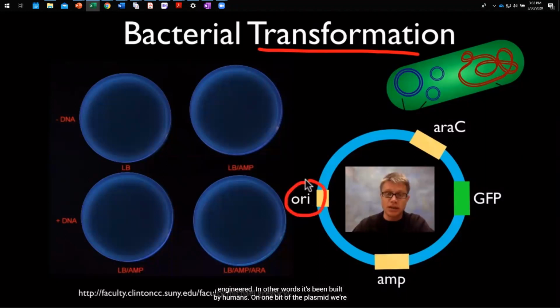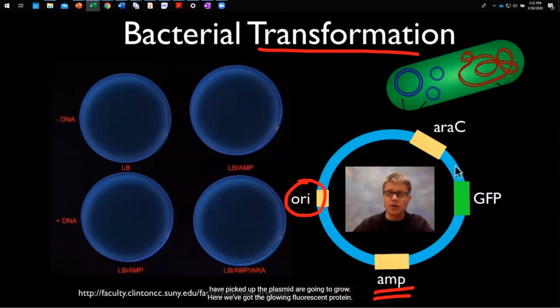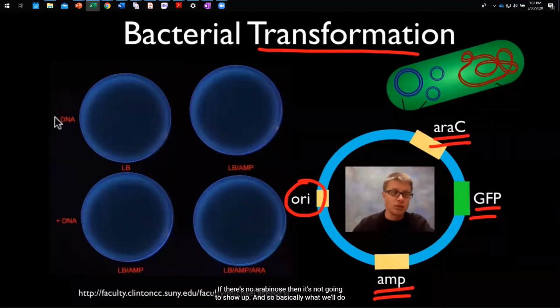On one bit of the plasmid, we're going to have the origin of replication. That's where it's copied. These ones are also going to have ampicillin resistance. So when we grow them on ampicillin, only the ones that have picked up the plasmid are going to grow. Here we've got the glowing fluorescent protein. This is extracted from a jellyfish. And then they also have a trigger, arabinose sugar. So if you add arabinose sugar, they're going to make that glowing fluorescent protein. If there's no arabinose, then it's not going to show up. And so basically what we'll do is we'll have 4 different types of bacteria.